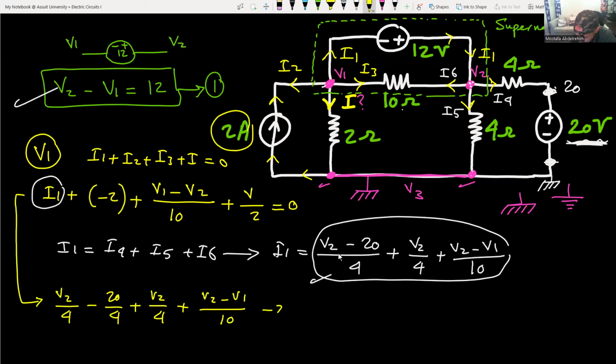Then we have minus 2. The rest is the same. Plus (V1 minus V2) over 10 plus V2 over 2 equal to 0.